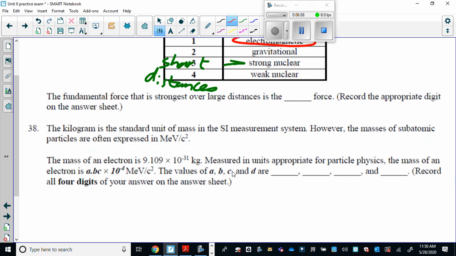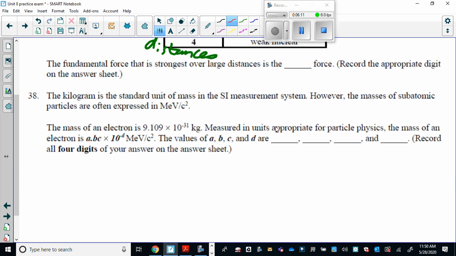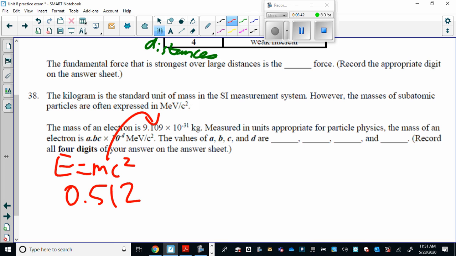And then the last question, 38. We've done a question similar to this already, so I'm not going to go through it in any detail. We want the mass of an electron expressed in mega electron volts over the speed of light squared. It's simply E equals mc squared, using that mass, and then whatever answer you get, convert it to mega electron volts. That's your answer. It's 0.512 mega electron volts. We've done that question several times, so I don't think there's any need to redo it again.